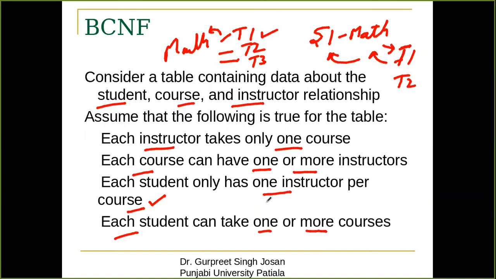For example, student one can be studying math as well as English as well as science. So one student may have multiple courses to his name. So these are the restrictions on the database, on the table, that is going to hold these three values: student, course, and instructor. So let us see the table.